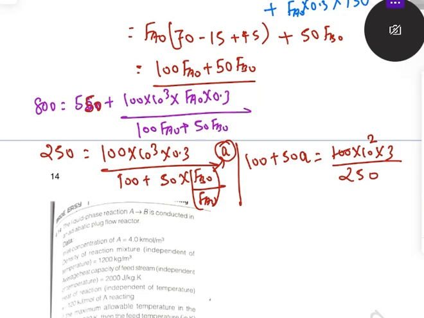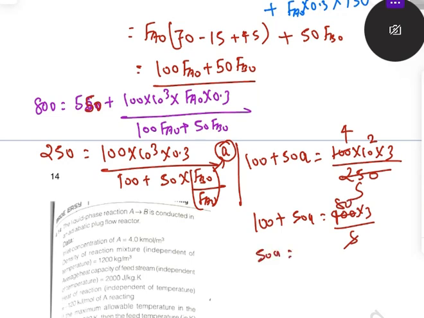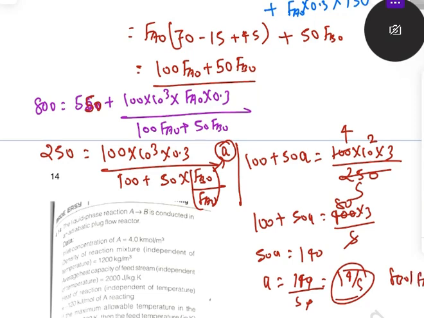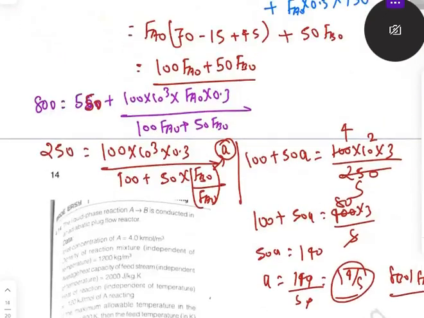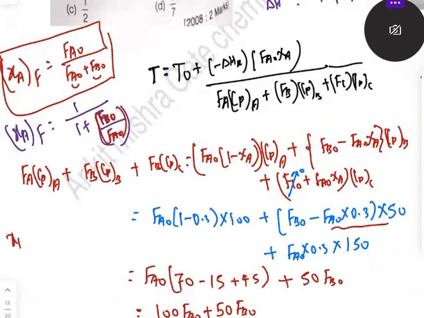So here you can see 100 plus 50a equals 400 into 3 by 5. So 50a equals 140, so a equals 140 divided by 50, that is 14 divided by 5. What is a? A is FB naught divided by FA naught. Once we get to know these things, now we can calculate the value of XA. FB naught by FA naught is how much? 14 by 5. So directly I can substitute here.